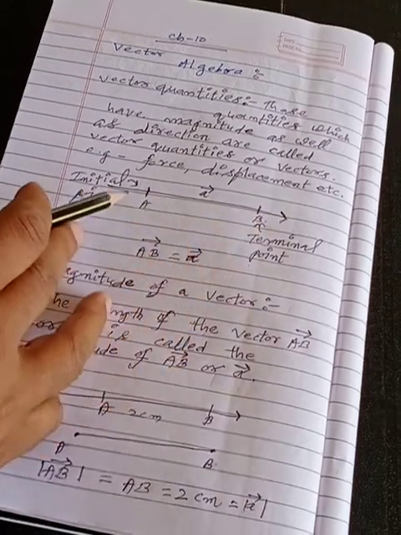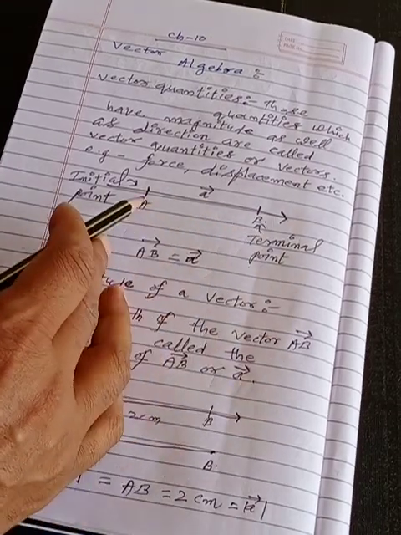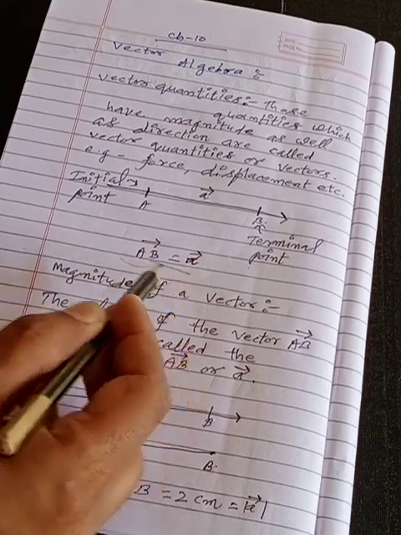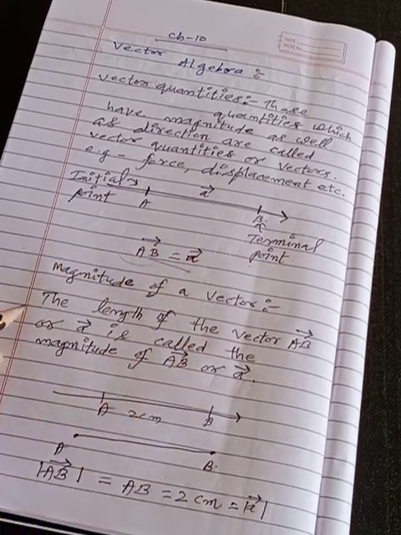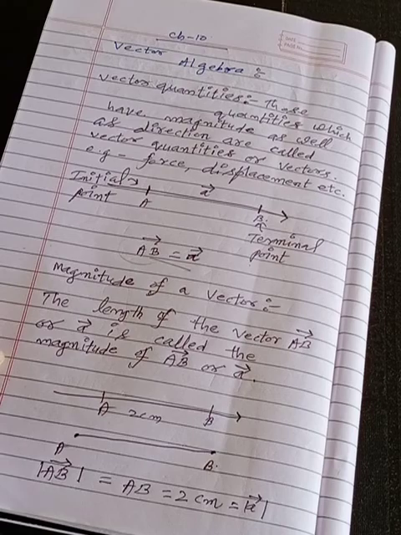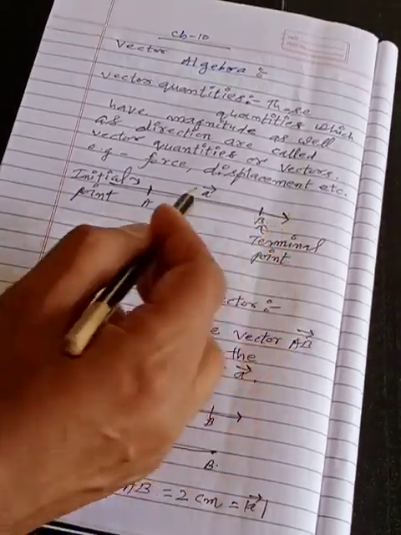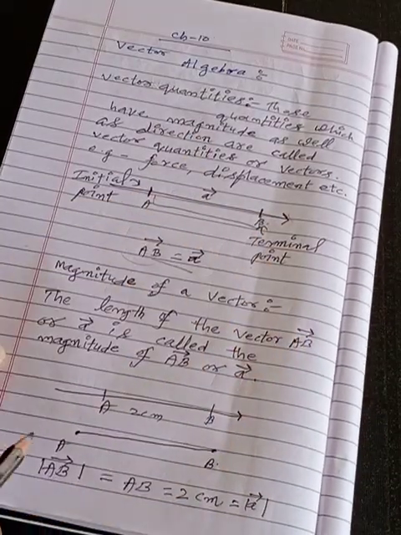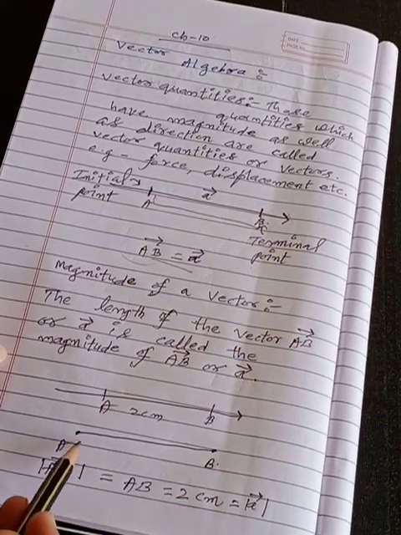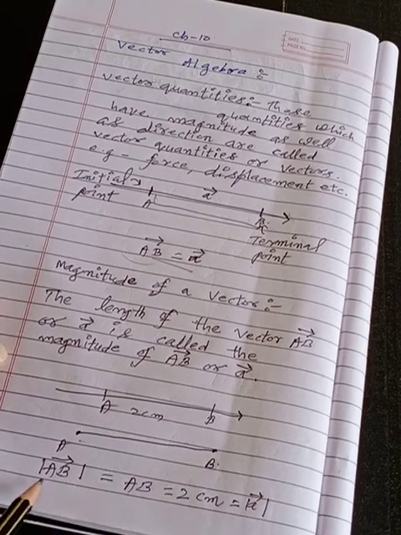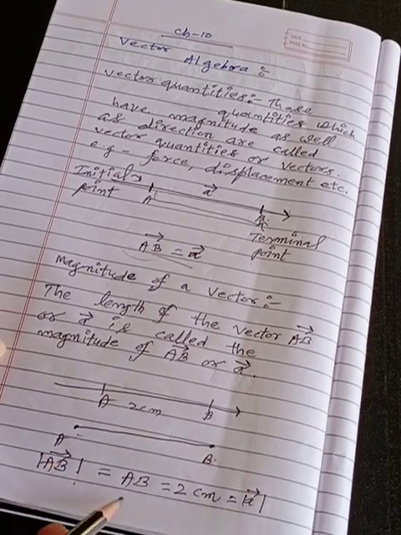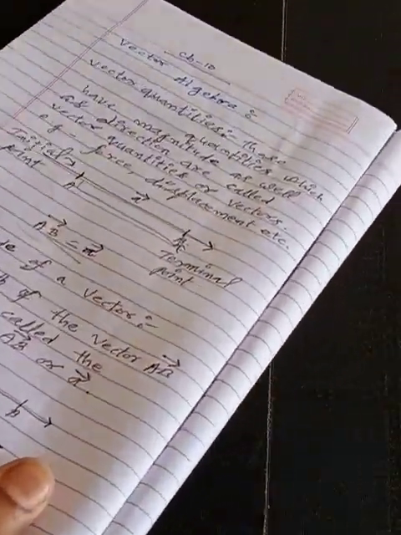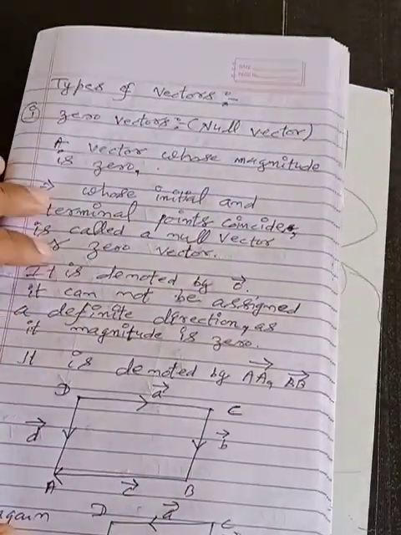So how do we represent a vector like this? This is its initial point, this is the final or terminal point, and you can write it as AB equal to vector A. If you want to find the magnitude of a vector, what is the meaning of magnitude? This ray may be short or long, but the magnitude will be only this length. So you can write the magnitude as mod of AB equal to 2 centimeters. The distance may be different, but you have to represent it like this.